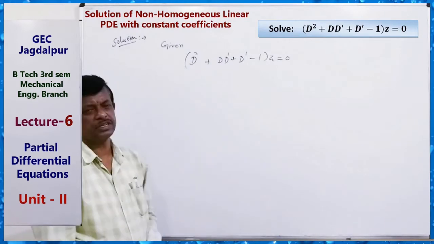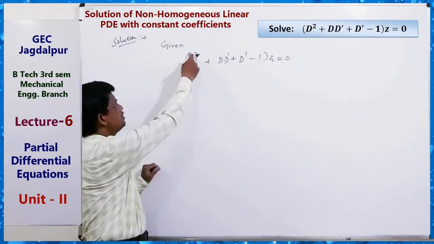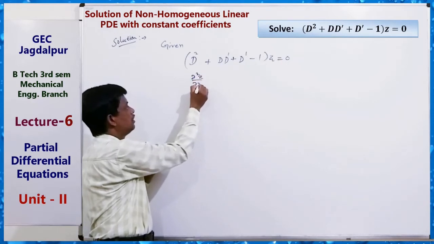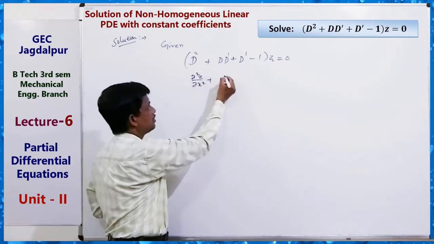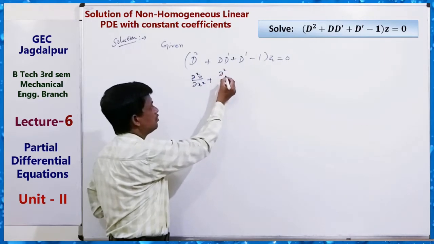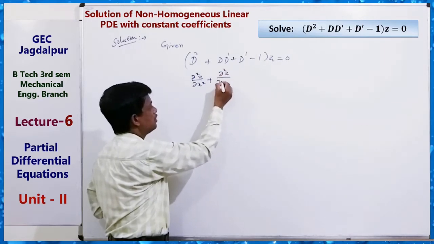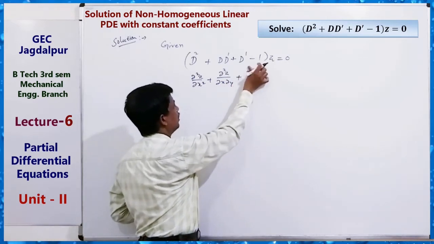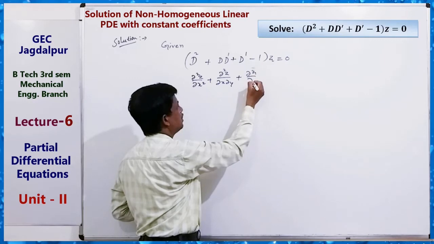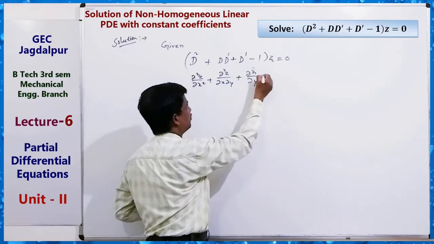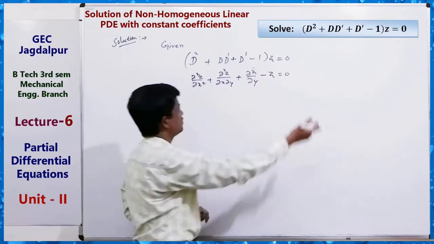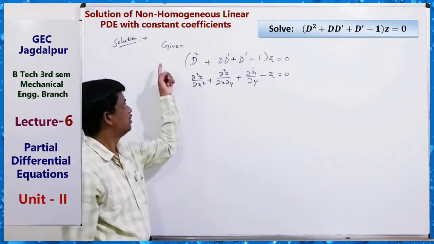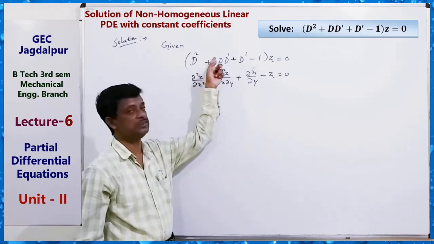This differential equation can also be written as ∂²z/∂x² + ∂²z/∂x∂y + ∂z/∂y − z = 0. This equation is written like this. So if the equation is given in this form, then we have to write it like this first.